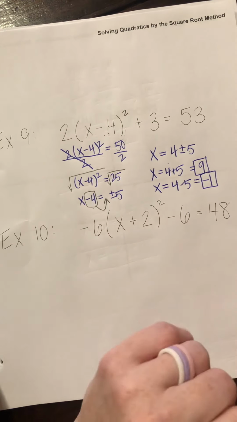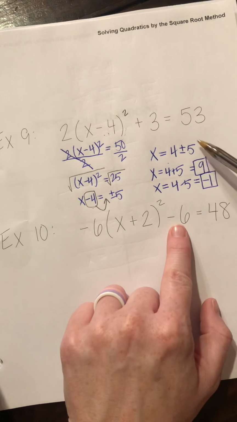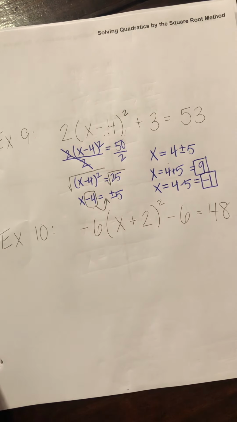Sometimes they give me the pretty plus or minuses, but when I get the pretty square roots, sometimes I'm going to get two numbers that don't look anything alike. Okay?